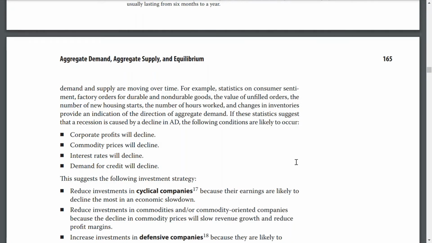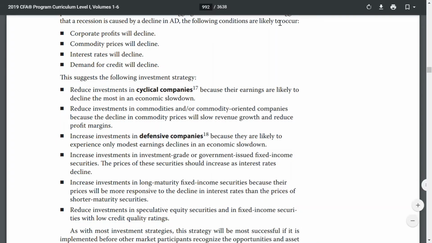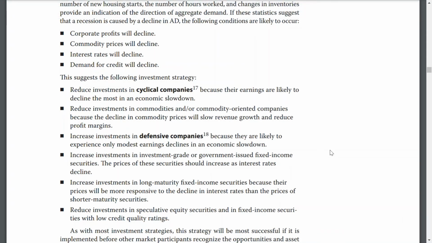And these statistics suggest that if a recession is caused by a decline in AD, the following conditions are likely to occur. Corporate profits will decline, commodity prices will decline, interest rates will decline, demand for credit will decline. This suggests the following investment strategy. Reduce investment in cyclical companies because their earnings are likely to decline the most in an economic slowdown. Reduce investment in commodities and/or commodity-oriented companies because the decline in commodity prices will slow revenue growth and reduce profit margins.